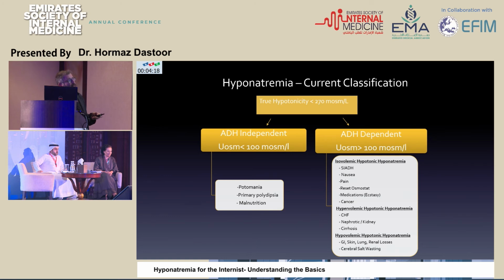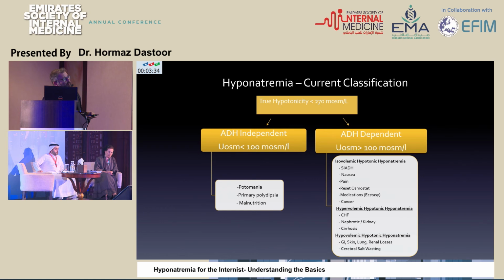So if you look at the classification, this is a simple classification, right? Not like the UpToDate one, yeah? So when you have somebody with true hyponatremia, I think you should measure their ADH level. If the urine osmolarity is less than 100, that is kind of a normal response to hyponatremia. It happens in primary polydipsia or somebody who's auto-correcting. But if somebody has hyponatremia and the urine osmolarity is more than 100, then that is an abnormal response. And there are different reasons. And most of us know that we classify them as isovolemic, hypervolemic or hypovolemic hyponatremia.